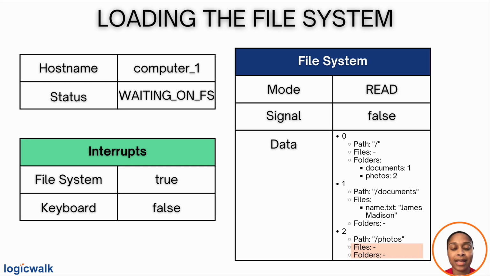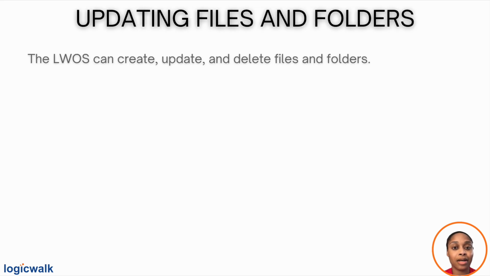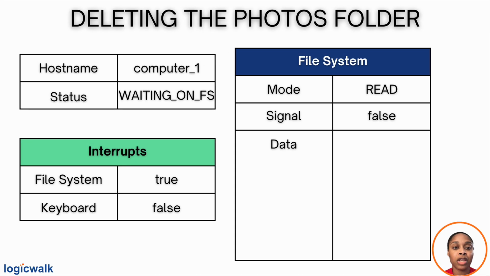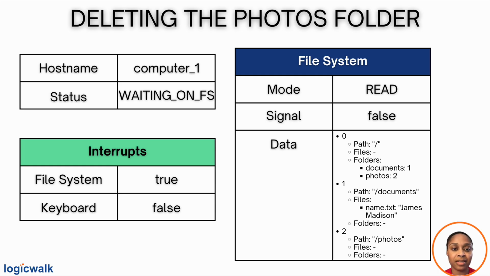As we learned in the last lesson, the LWOS can create, update, and delete files and folders. To make those changes permanent, the LWOS must write the updated file system back to the hard drive. Let's walk through an example where the Photos folder is deleted. First, the OS reads the file system from the hard drive and loads the folders into the file system data in memory. Next, the OS removes the mapping from Photos into Index 2 from the root folders map.